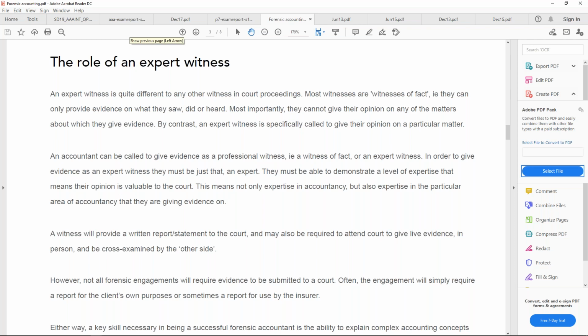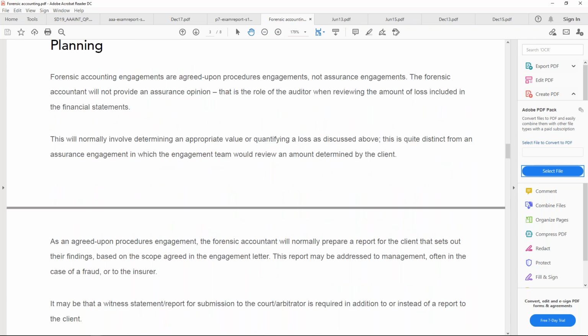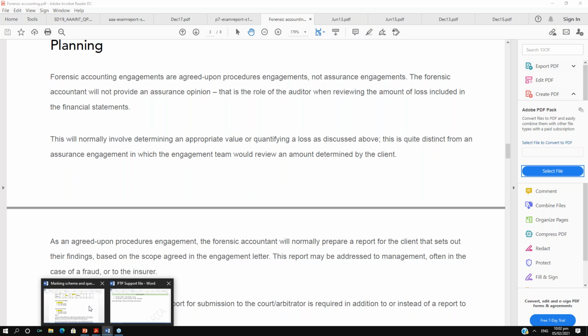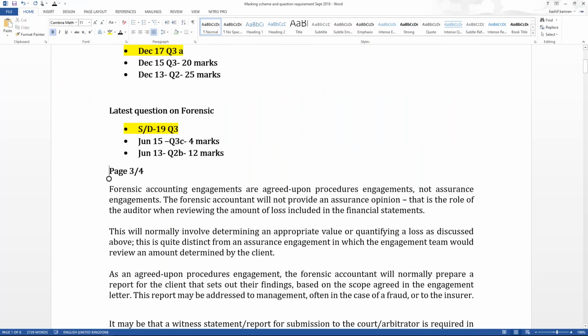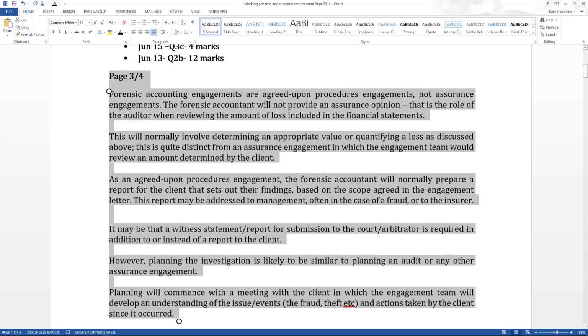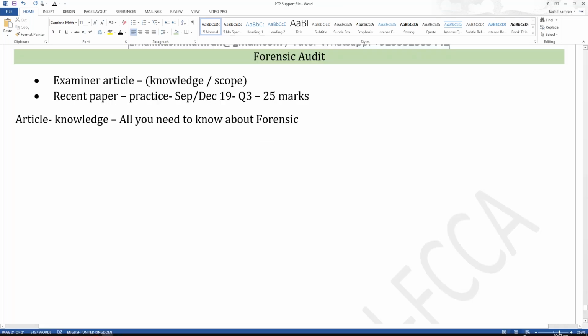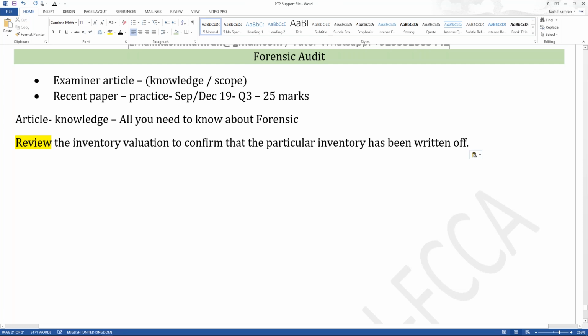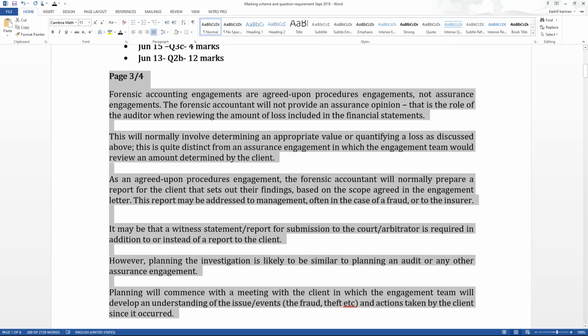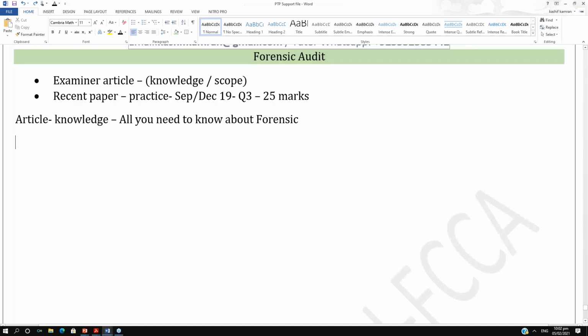So from page number 3 onwards, the first and most important thing which the examiner has covered in the article, I've just taken a summary of that from the article into my Word file, which I want to share with you and read through quickly. Just give me 1 minute. This will become your class notes. I need to copy that from here and put it into my main file.